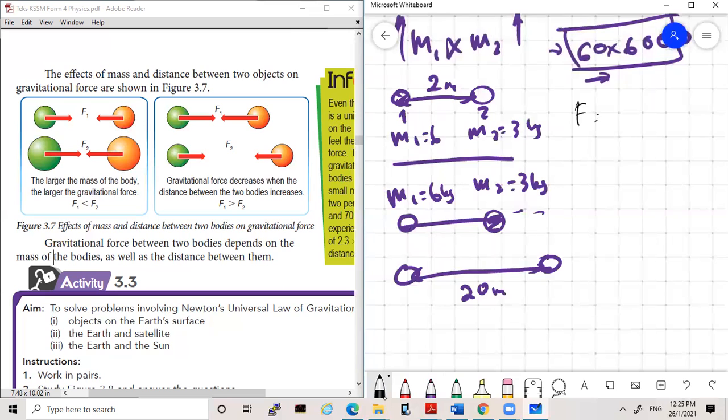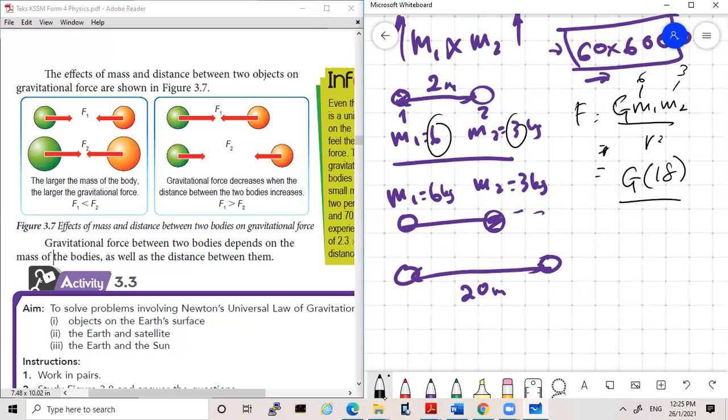Let's look at the first situation. F equals G M1 M2 divided by R squared. What is the product of M1 and M2? 6 times 3, so 18. Let's substitute the numbers: G times 18, divided by R squared. R is 2, and 2 squared is 4. So we get 18 over 4 G.